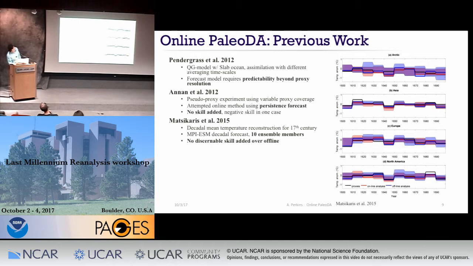And the figure on the right is some of their temperature reconstructions compared to the black line, which is a proxy estimate for that time. And the main point is that there was skill, but there was no discernible skill added over the offline case. So for us, what these previous projects kind of alluded to is that we need sufficient predictability, but also the ability to probably run really large ensembles to get at this low amount of skill that we have in climate forecasts on annual timescales.